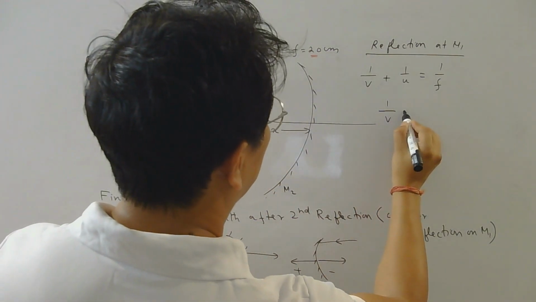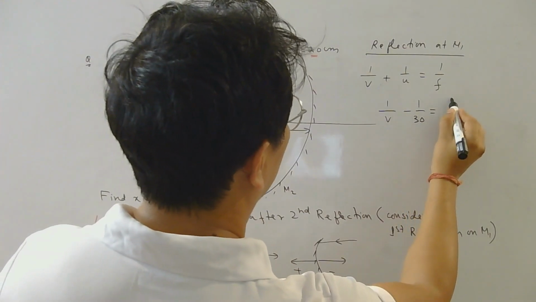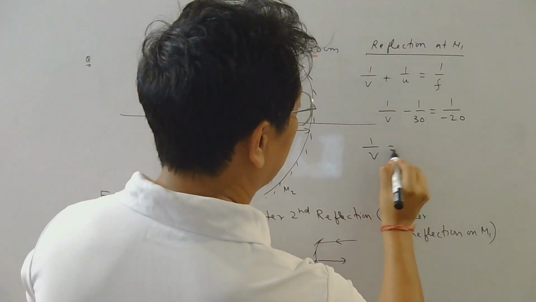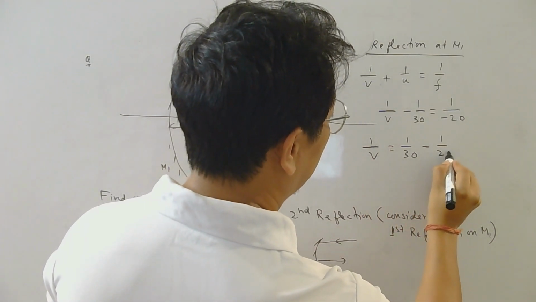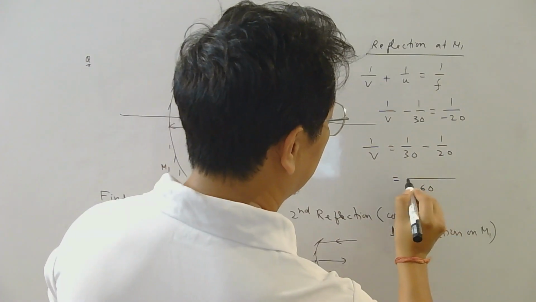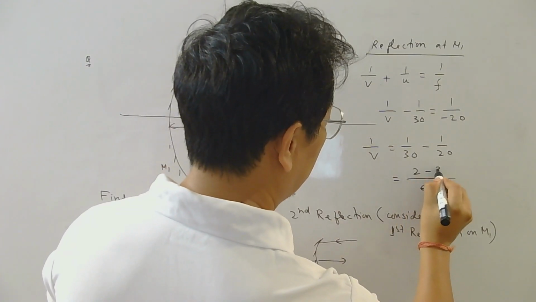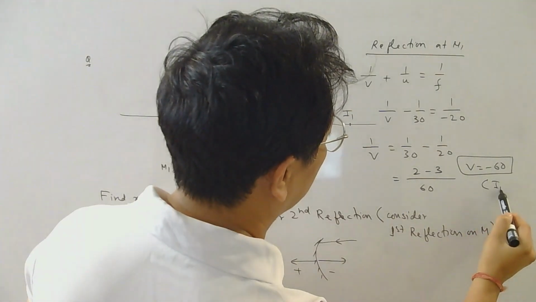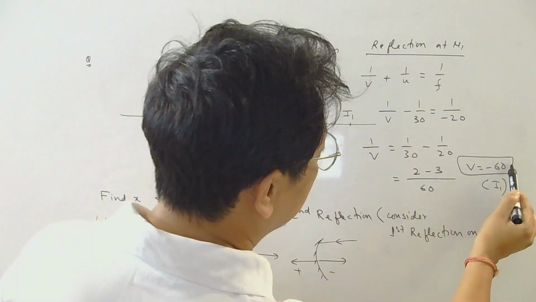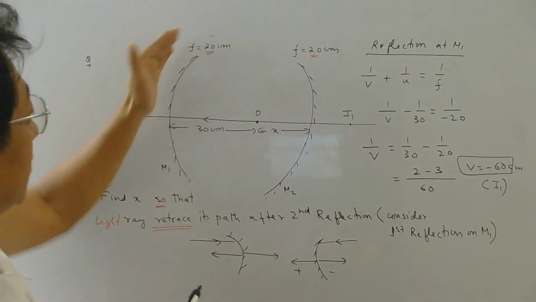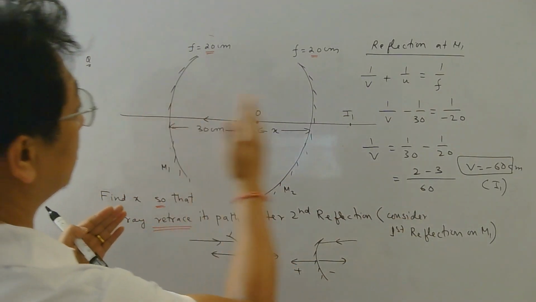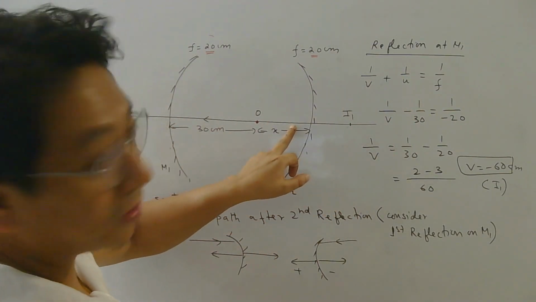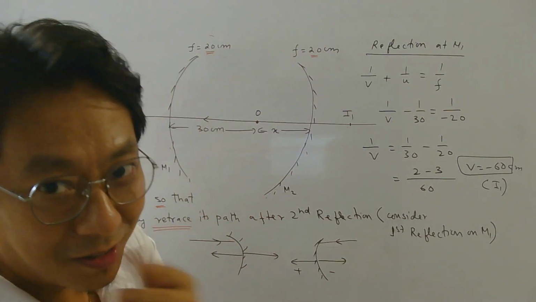So u is minus 30 and focal length for concave is minus, right? So it will be 1 by 30 minus 1 by 20, that is 60, 30, 2s are 2, 3s are 3, so v will be minus 60. So we found that the image is 60 centimeter from the first mirror. Minus means it is opposite to the incident ray, this side. Now this side means where? Here or here? That we still have to think, right?